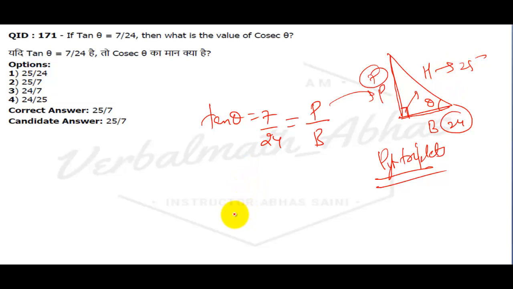You should remember these triplets, at least some basic triplets. Now you have to calculate cosec theta. Cosec theta is equal to h upon P. So h is 25 and P is 7, so 25 by 7 is your answer. I have already written that 25 by 7 is your answer. Now next question.